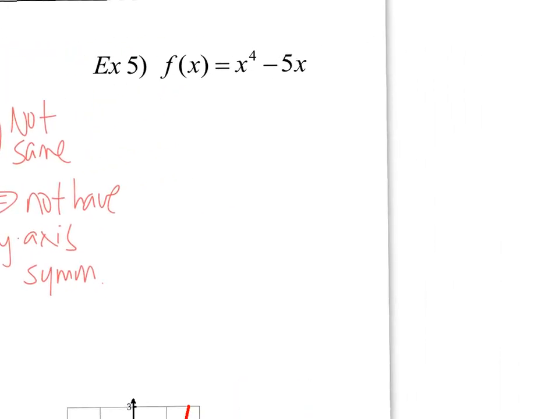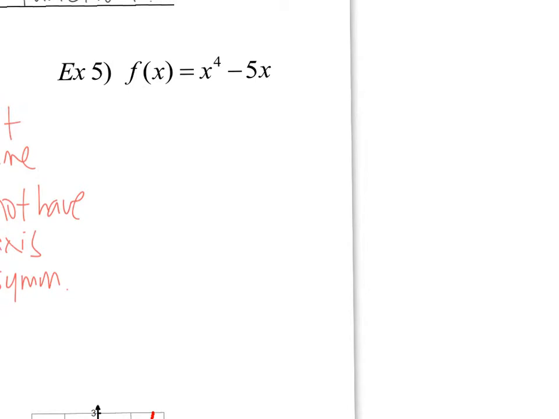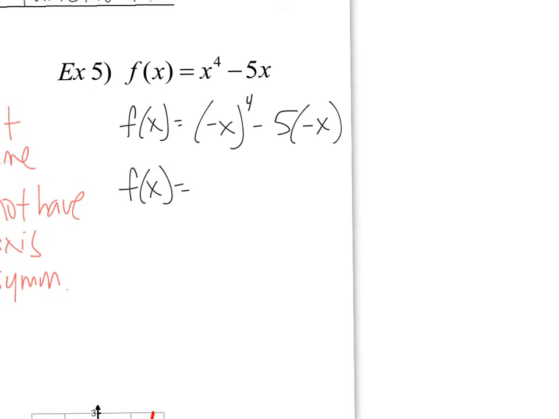Now let's try this last one. Example number 5. If I replace x with negative x, and yes, I'm replacing all of the x's with negative x, and then I'm just going to simplify. So remember how if you bring a negative number to an even exponent, that's going to make the negative go away? But then when I do negative 5 times negative x, that actually gives me a positive 5x. And so compare this equation to this one. Are these the same? No, they're not the same. The x to the fourth is the same, but this is a negative 5x and this is a positive 5x. So these are not the same equation.